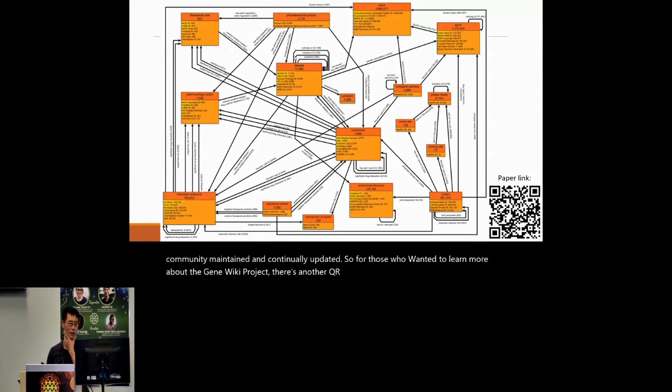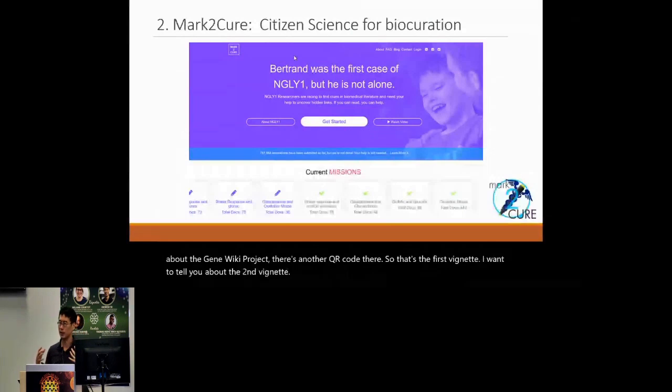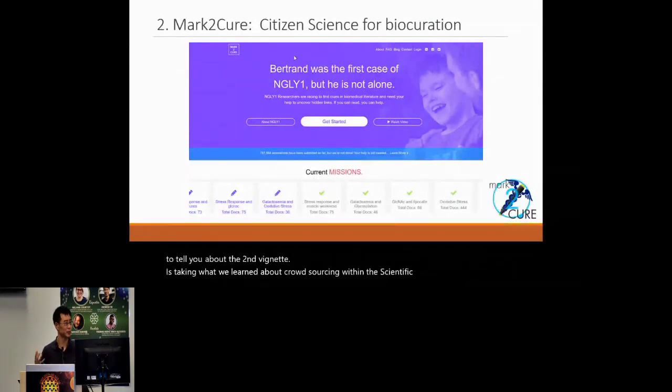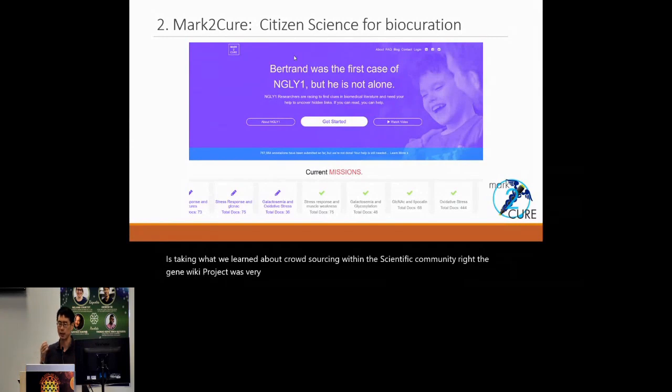The second vignette is taking what we learned about crowdsourcing within the scientific community, right? The GeneWiki project was very much focused on other scientists. And we wanted to expand that to crowdsourcing in a different community, the community of the general public. And this follows on the long tradition and some great examples of so-called citizen science.